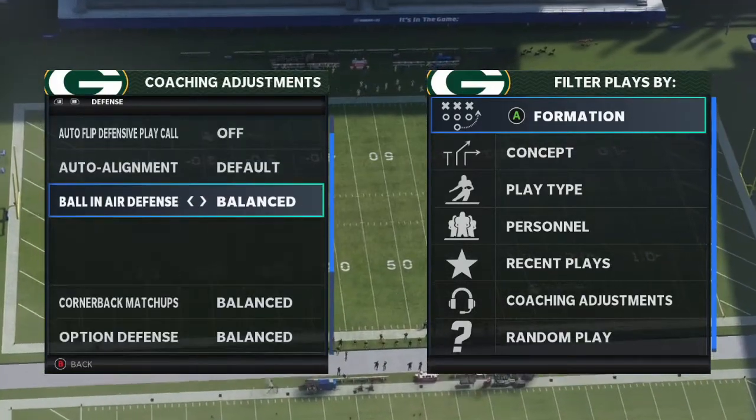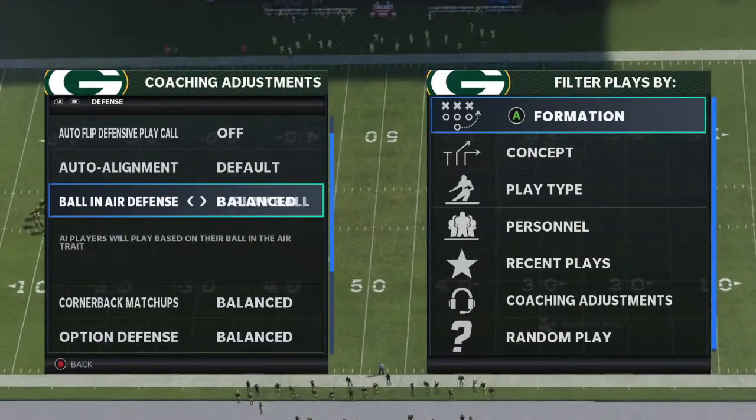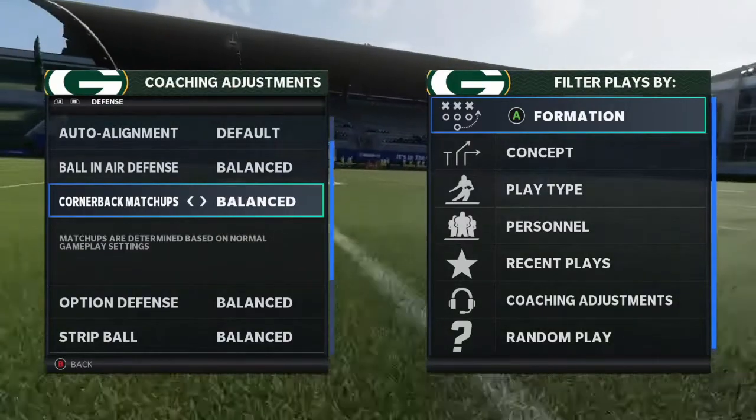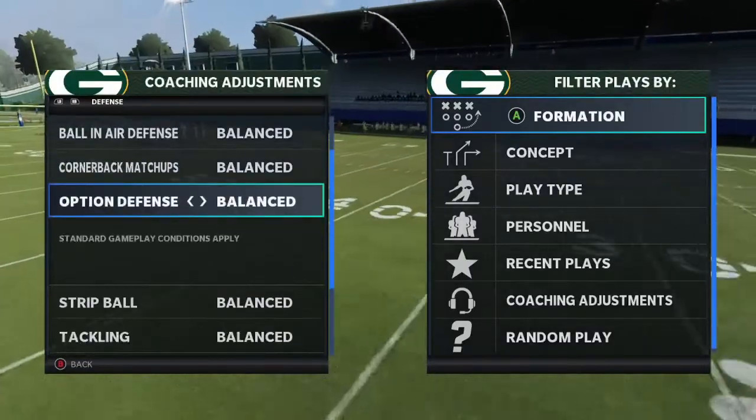Ball in the air defense, this doesn't really work too well. If you want to, you can put it on play ball. Cornerback matchups, I would leave this on balance. I usually don't use this too often. And again, option defense.